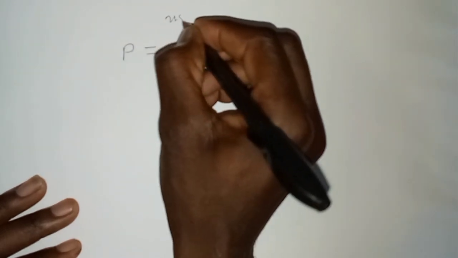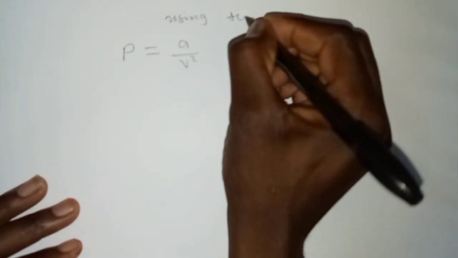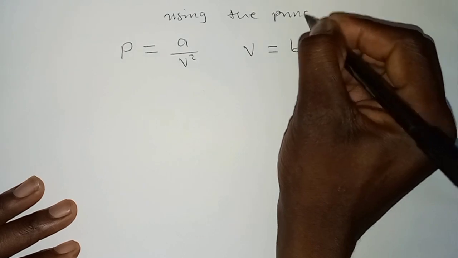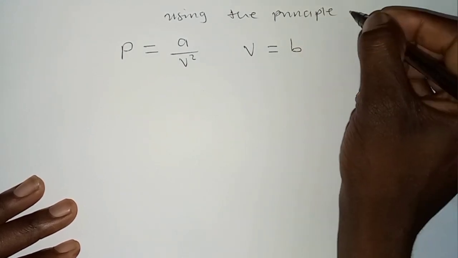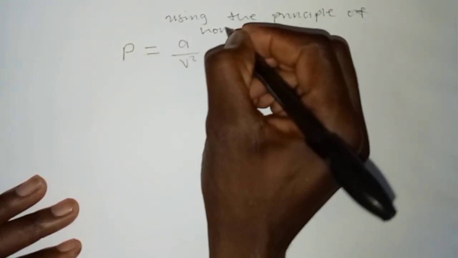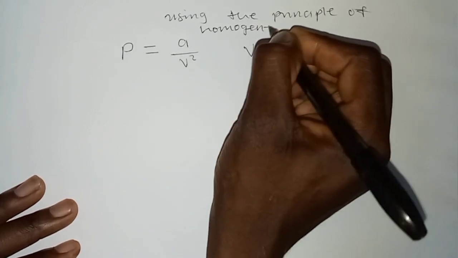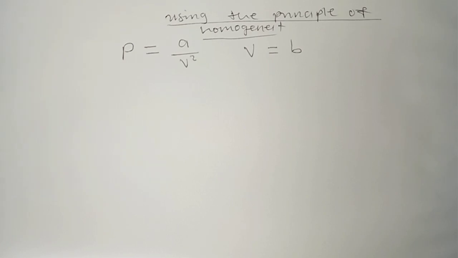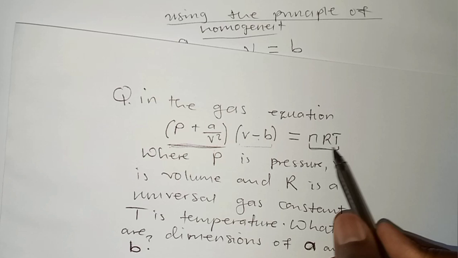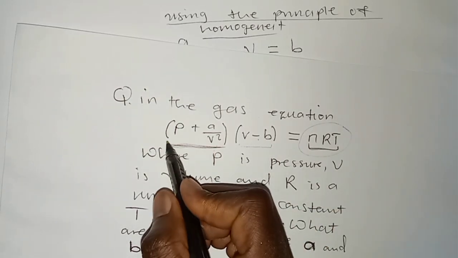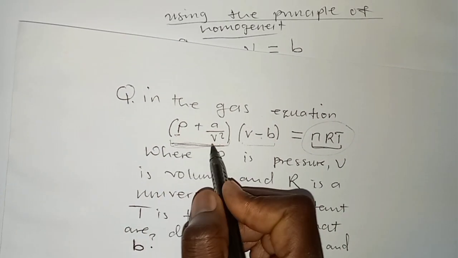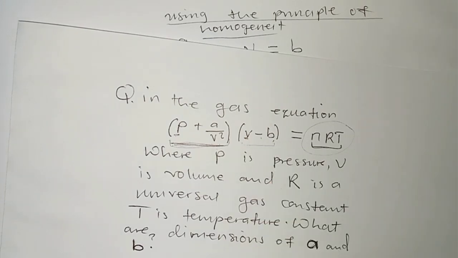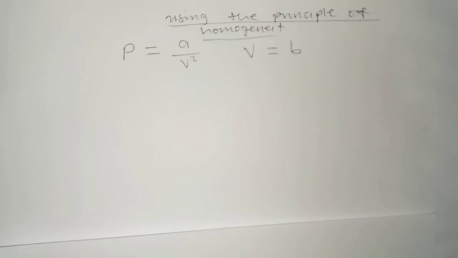So I'll write using the principle of homogeneity. If you write this, it shows that you're equating what is on the left hand side to what is on the right hand side. For this kind of equation, since all these are dimensionless, equate what is inside the brackets: this to that and this to that. Ignore the signs in the middle. Whether negative or positive, just equate them in that way.